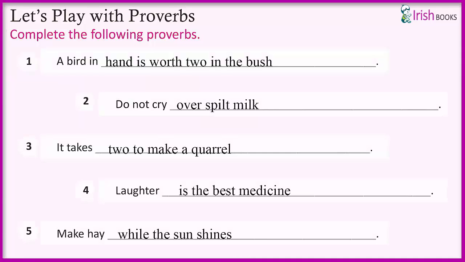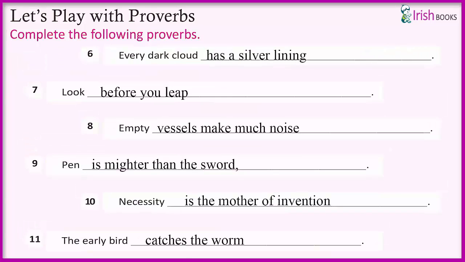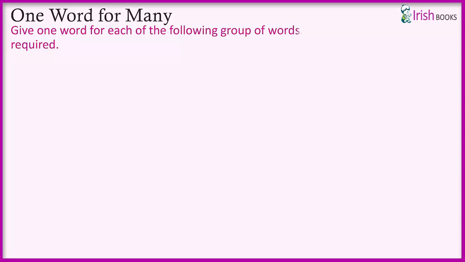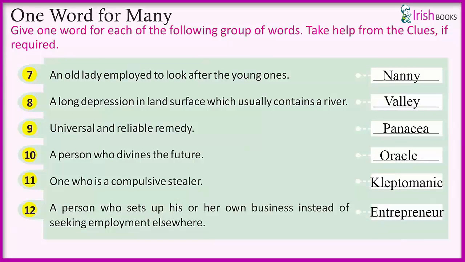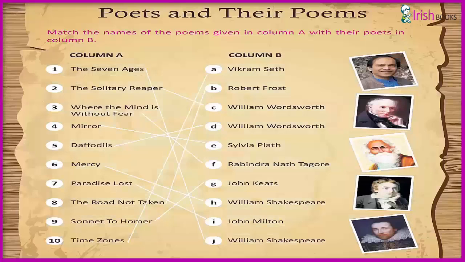Let's play with proverbs. Complete the following proverbs. One word for many. Give one word for each of the following group of words. Take help from the clues if required. Poets and their poems. Match the names of the poems given in column A with their poets in column B. Column A, column B.